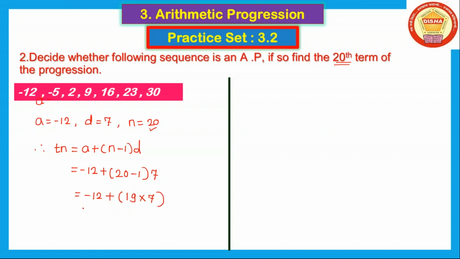Then we solve this equation. Negative 12 into plus. What is the multiplication of both numbers here? 7 into 9, that is 63. We carry here 6. 7 ones are 7 plus 6, that is 13. Means negative 12 plus 133.